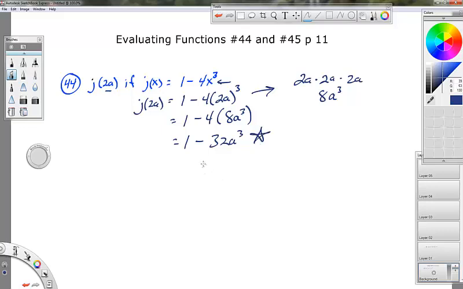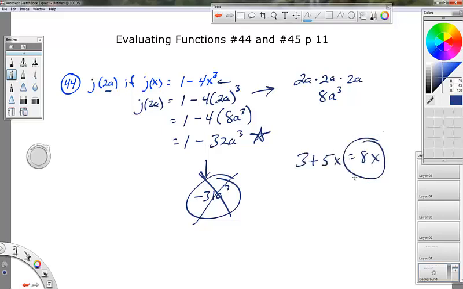But a lot of people will go an extra step, and it's incorrect, so do not do this. But they will say that this is 1 minus this and get negative 31a cubed. This is not right, okay? Because these are unlike terms. It would be like saying 3 plus 5x equals 8x, and that is, of course, not true. 3 plus 5x is 3 plus 5x. So don't combine unlike terms.